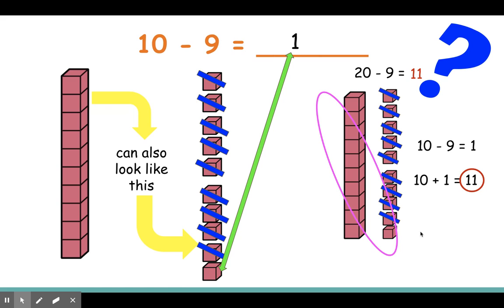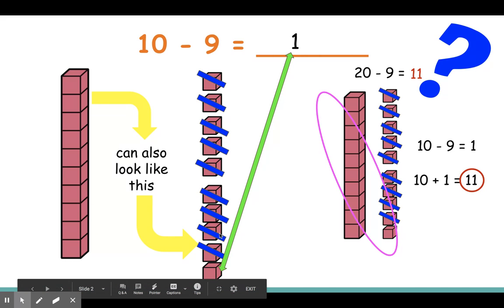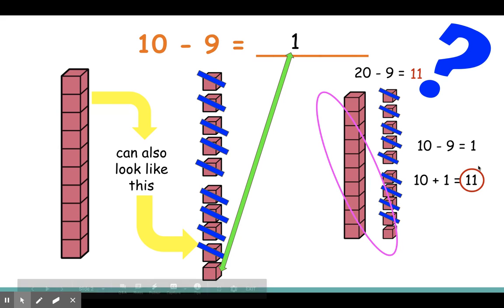You'll notice we used the same steps that we did when we subtracted 9 from 10. We took away the 9 and we had 1 left over. The only difference is when we subtracted from 20, we had to add this group of 10 back into the 1 that was left over at the bottom. That gave us our difference. 20 subtract 9 equals 11. Let's take a look at some more.